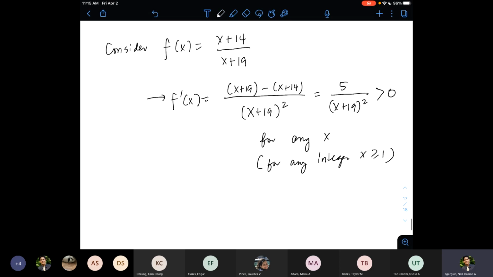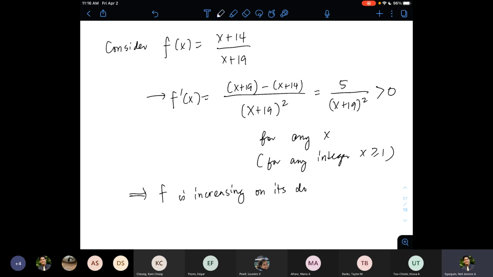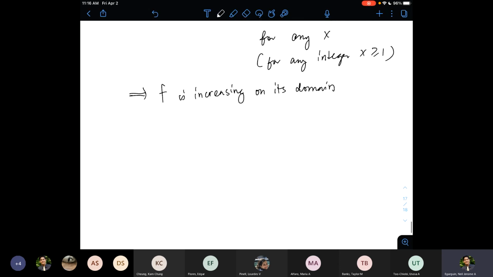So that means, if you remember, when the derivative is positive, the function is increasing. So we can say that f is increasing on its domain, right? Okay. So it is increasing in its domain. So that means the sequence that rides on this real valued function is also increasing. So you can say, thus, the sequence is also increasing.